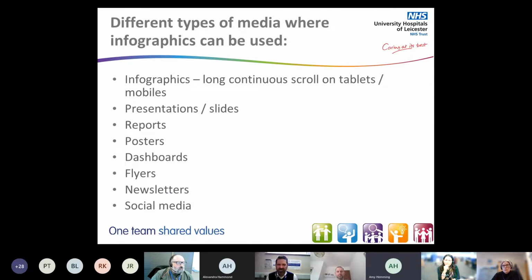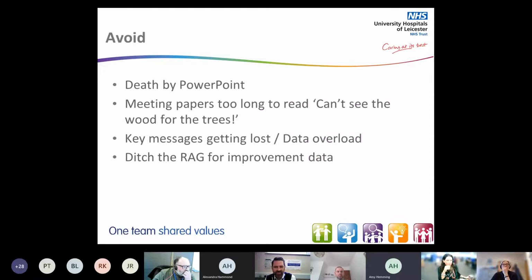So in terms of the different types of media we can use infographics in, typically an infographic per se is a long continuous scrolling item with detail that is built for tablets and mobiles, but they're not just for those. You can use them in presentations and slides, reports, posters, dashboards, newsletters, and social media and the like. And again, it's all around trying to get your messages out in terms of what have you found from your project, what do we need people to be aware of, what do we need people to do, and what we need to try and avoid is death by PowerPoint.